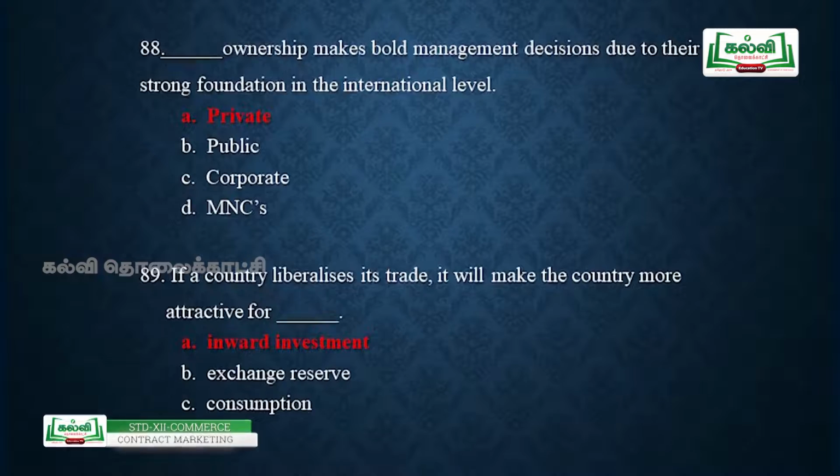If a country liberalizes its trade, it will make the country more attractive for, in case of liberalization, as we might have already seen, liberalization means relaxation in rules and regulations. It will make the country more attractive for option A, inward investment. They can get more investment inside the companies. Then exchange reserve, that is the foreign currencies, foreign exchange reservation. Then consumption of more product. Then option D, price. They have the sole responsibility to decide the price of a product.